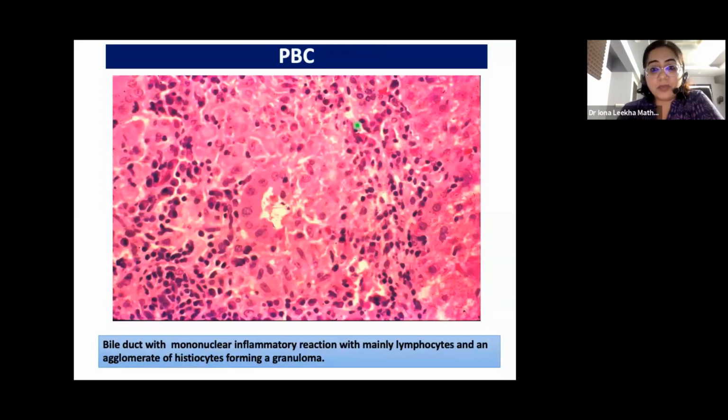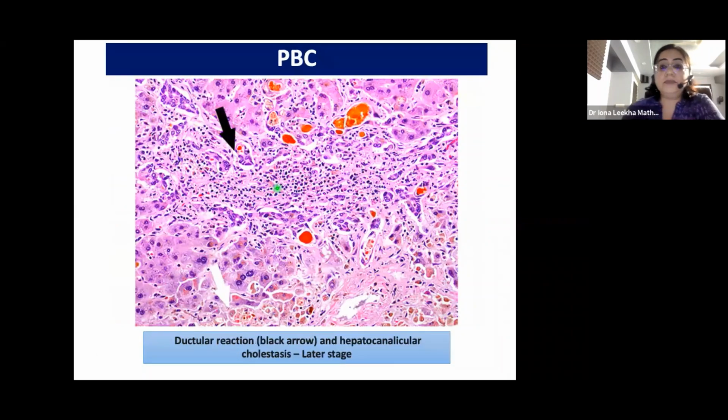This is another picture which shows damage to the bile duct. This is the bile duct with a granuloma around it. And again, lymphocytic infiltration of the bile duct epithelium. Sometimes we will see a ductular reaction that is characterized by an increased number of bile ducts. All these are increased number of bile ducts associated with an inflammatory infiltrate, which is mainly lymphocytes and few plasma cells, and associated fibrosis.